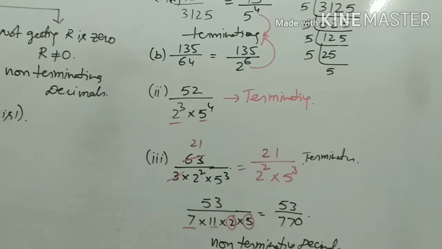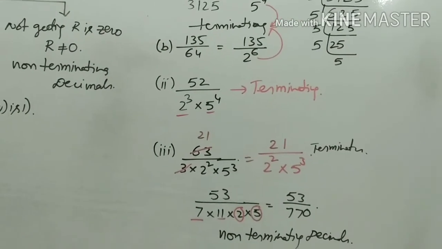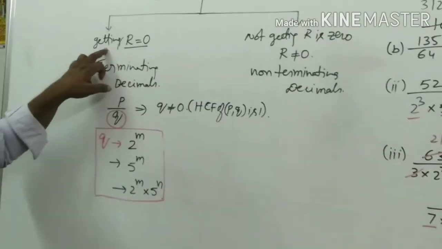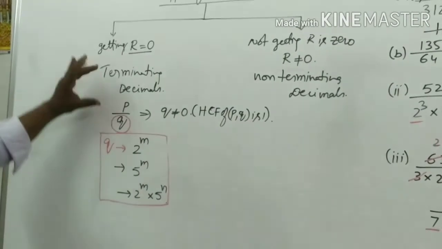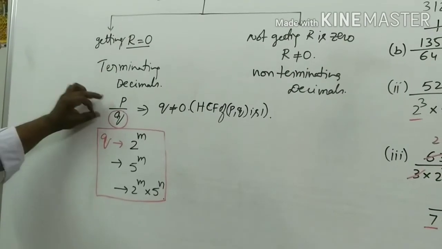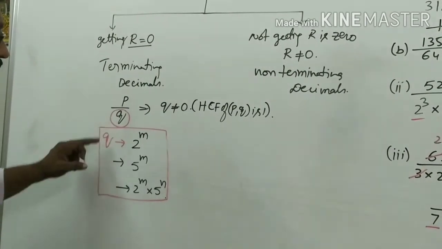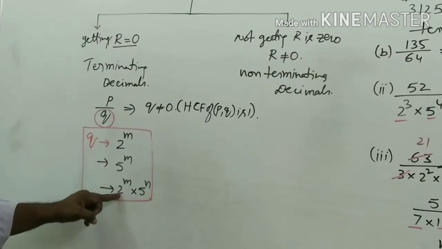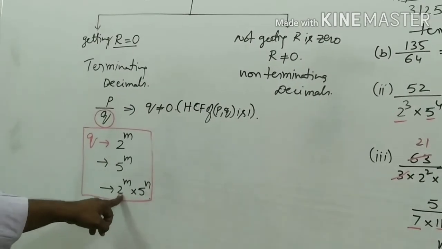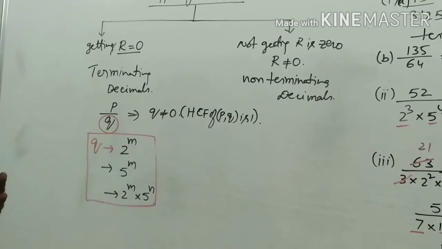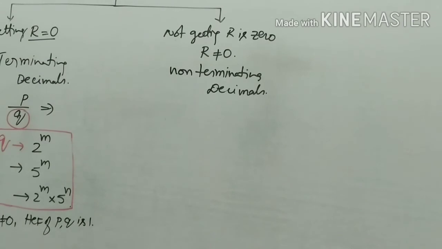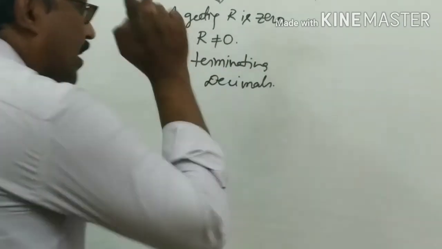Now, come to the part on terminating decimals. It is very clear to you all. Terminating decimals means the remainder becomes 0. That is called a terminating decimal. It is in the form p by q, where the denominator should be in the form of powers of 2, powers of 5, or a combination of powers of 2 and 5. That is called a terminating decimal. Right?